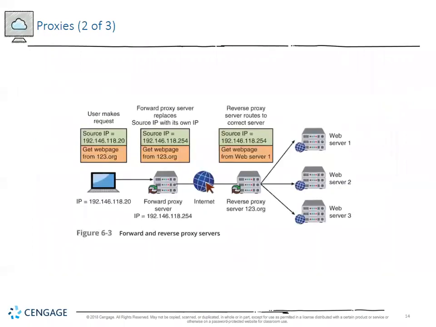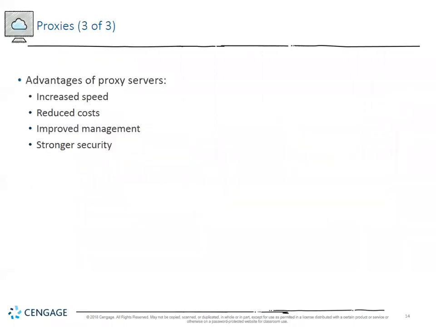Okay. And here are pictures showing forward and reverse. Here's the source asking for a web page, it goes to the proxy. The proxy replaces the source with itself, because that's when it gets the information and brings it back. It cuts down traffic is what it does. It's really what a proxy does. Okay, advantage: increased speed, reduced cost.